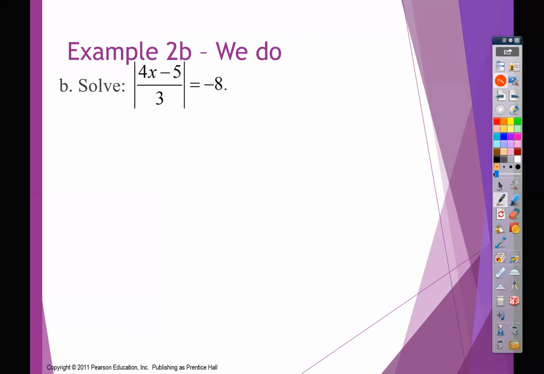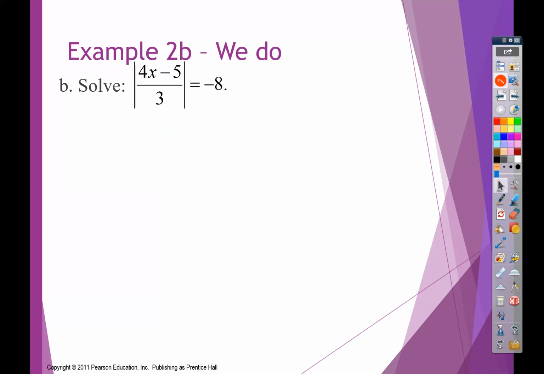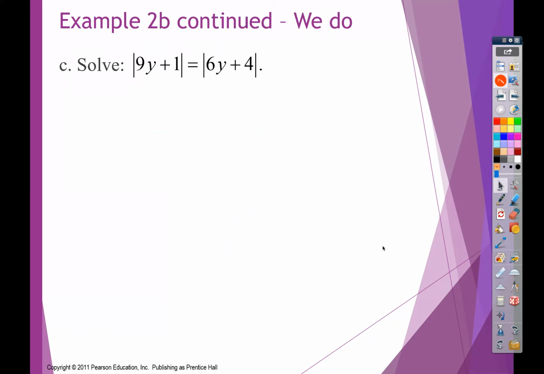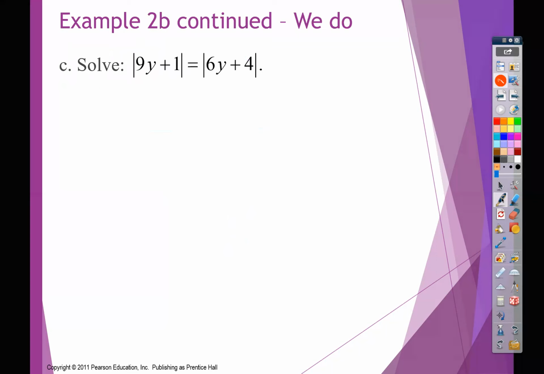Okay, so again, on this one, you have an absolute value equaling a negative number. So you're going to say it's no solution. Absolute value is never, ever negative. All right, so how do we do this? Okay, so I can set this up both ways. So what's inside the absolute value, 9y plus 1, can equal 6y plus 4, or 9y plus 1 can equal negative 6y plus 4.